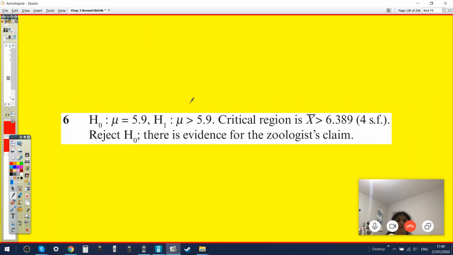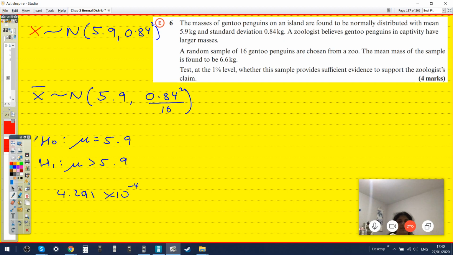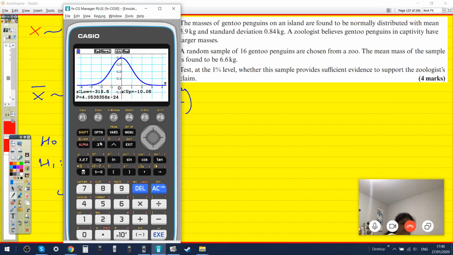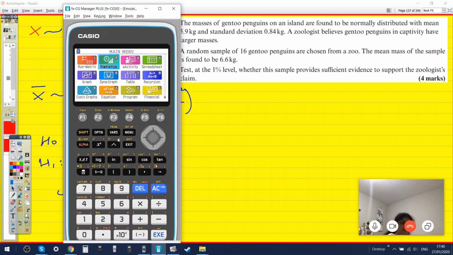Never mind. Oh, they did critical region. Yes, they did critical region for that. Would you be able to do critical region? Maybe? Give it a go there. I don't know how to. I think you would have to use the other one, the menu one.